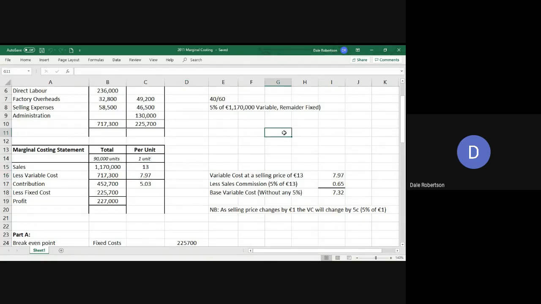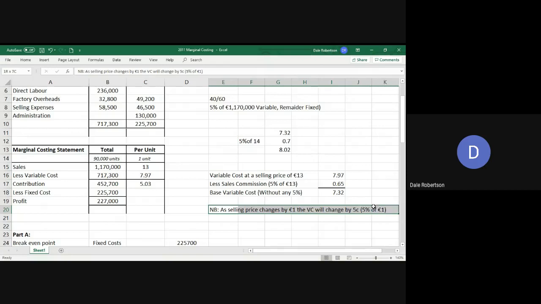So if the base variable cost is 7.32, and you add on 5% of 14 euro, well, that is 70 cent. And when you add that on, you're going to get 8.02.